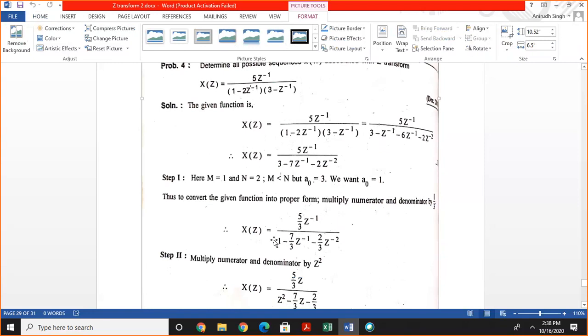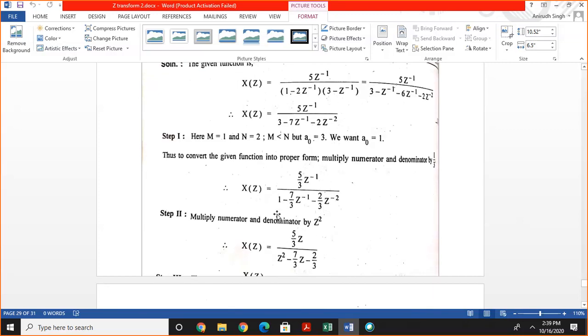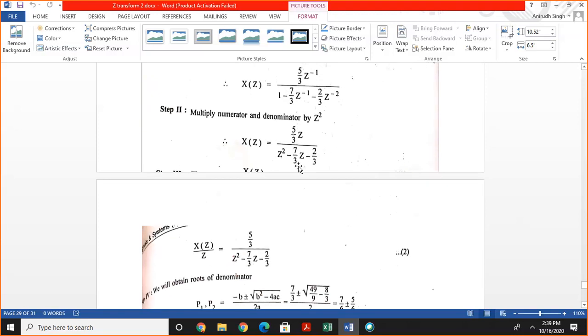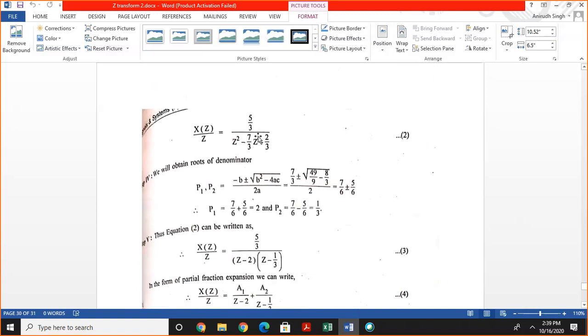Determine all the possible sequences. In this case, the ROC is not given. Then we have to calculate all possible sequences x(n) associated with the z-transform, and the z-transform is given by this. When we rearrange or simplify this equation, we get this equation here. The value of a0 is not 1, the value of a0 is 3, and the order of numerator m is 1, the order of denominator is 2.